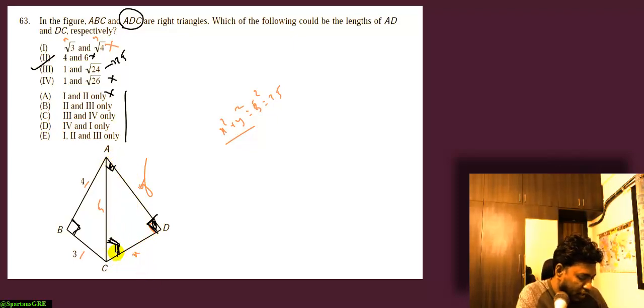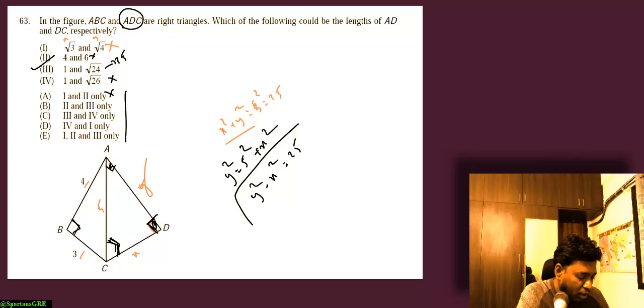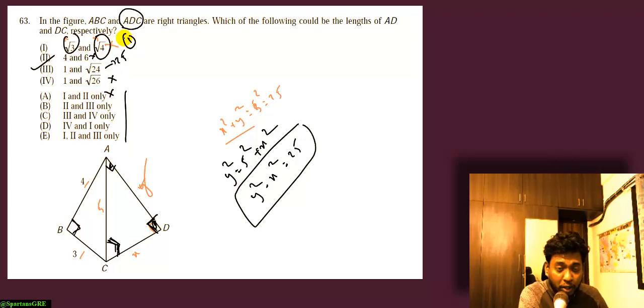Now if this is here, what I can say is my y will be the greater side, that will be the hypotenuse, so that will be y square is equal to 5 square plus x square. So y square minus x square should give me 25. Now check the options. If this is x and this is y, y square minus x square will give you 1, not 25. So option 1 you can eliminate.